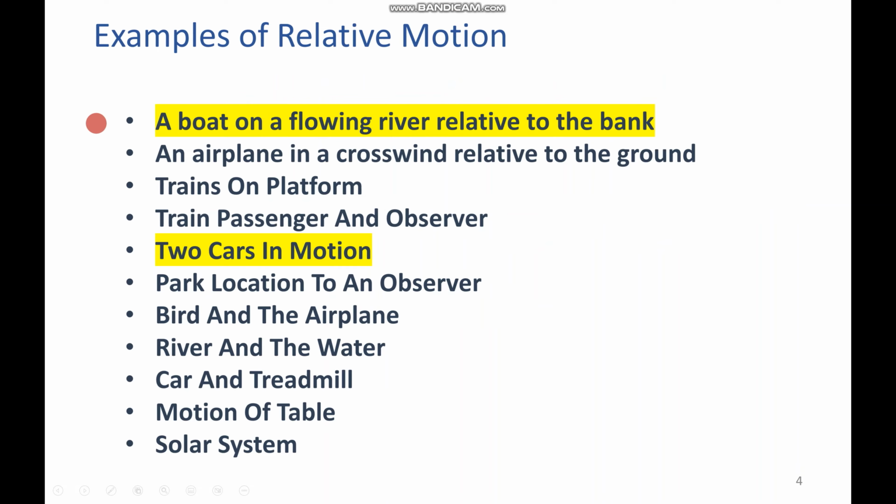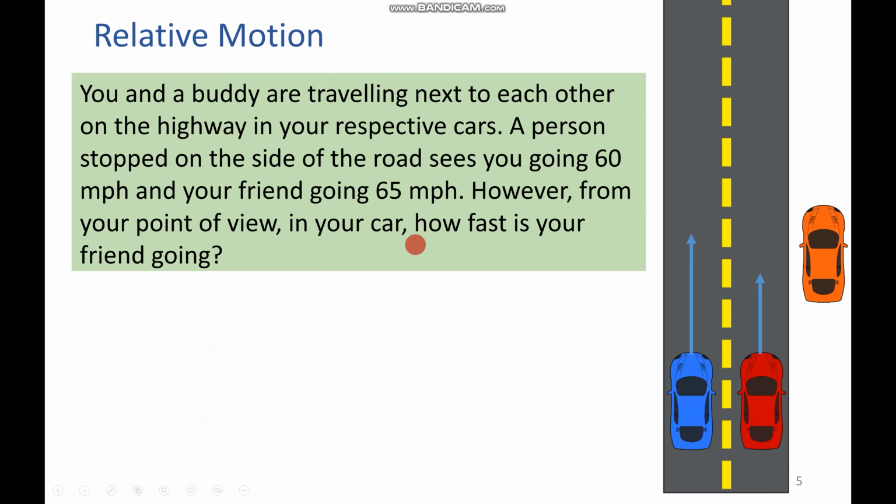So you'll see here a list of examples of how you might see relative motion in the real world. We're going to be focusing on these two right here, a boat on a flowing river relative to a bank, and then two cars in motion. So we're going to start with this last one right here. Let's say, for example, you and a friend are driving on a highway. You could be going 60, they could be going 65, or any other value. And if you have this guy on the side of the road watching you two go by, well, he's going to see you guys going at these values.